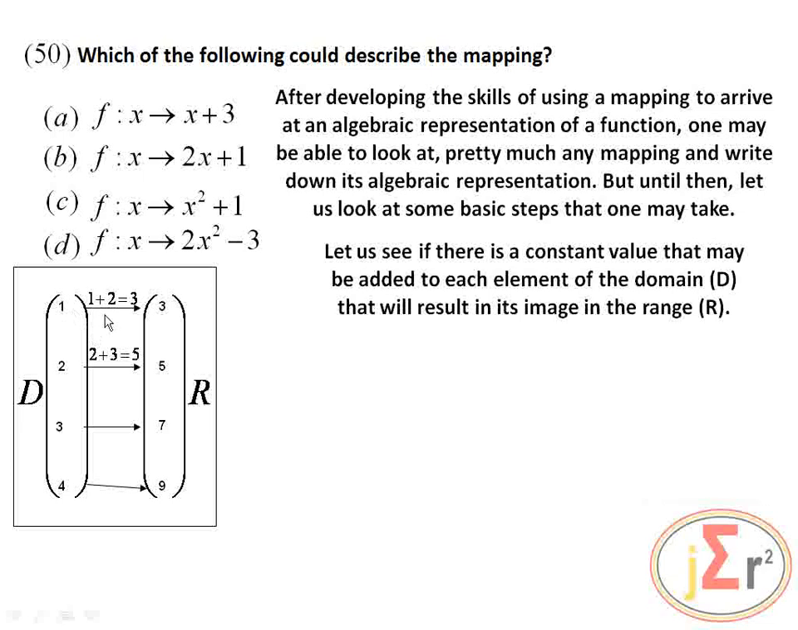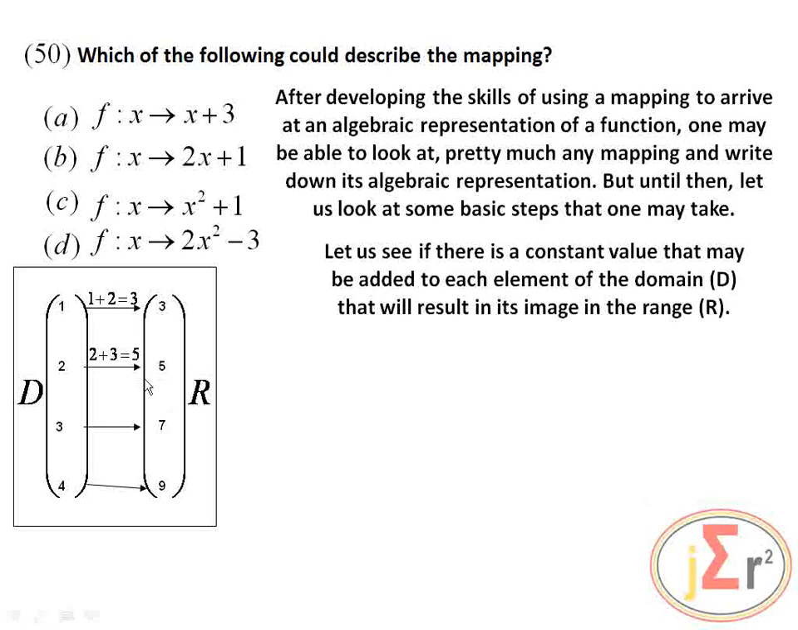Alright, so to get 3, we say 1 plus 2 is equal to 3, and 2 plus 3 is equal to 5. What does that tell us? That tells us that there is not a fixed number that we add in order to get the range. Say for argument's sake then, this one is not possible to be correct, because we are saying all we need to do all the time is add 3 and we get the answer. So add 3 to this one, we get this one. Add 3 to this one, we get this one.